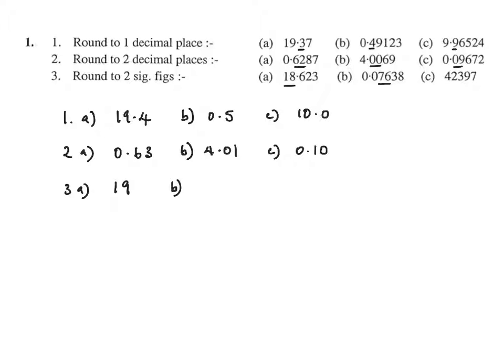These are the first 2 significant figures. The 38 rounds down, and we end up with 0.076. Part C. We'll underline these 2, and the 397 rounds down, so it's 42000.